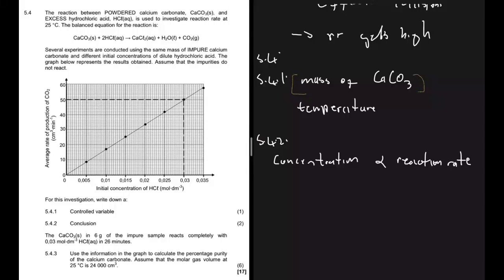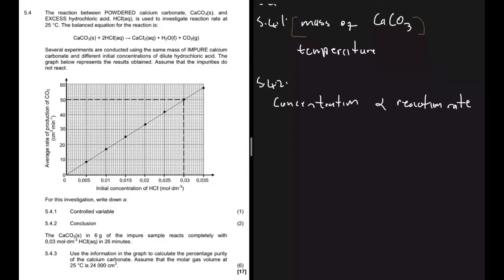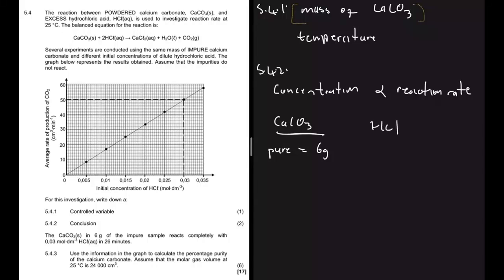And then let's move ahead to 5.4.3. It says the calcium carbonate in 6 grams of the impure sample reacts. So we have CaCO3, and that which is pure is 6 grams, right? And then they're saying that it reacts with HCl, obviously, of concentration 0.03 moles per decimeter cube in 26 minutes. So we have delta T equals 26 minutes, right?